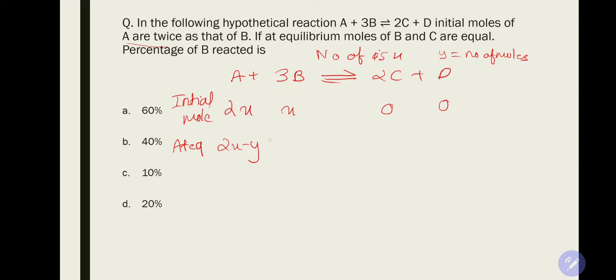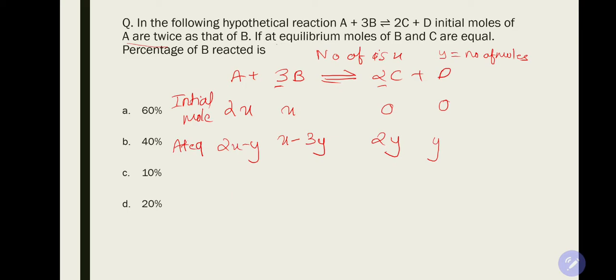Over here it will be X minus, this is 3, so you have to write 3Y. Now over here it will be 2Y, and here it will be simply Y. Now, what is given?